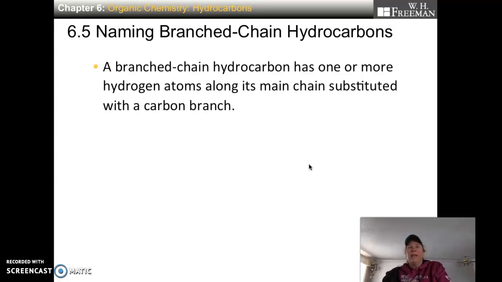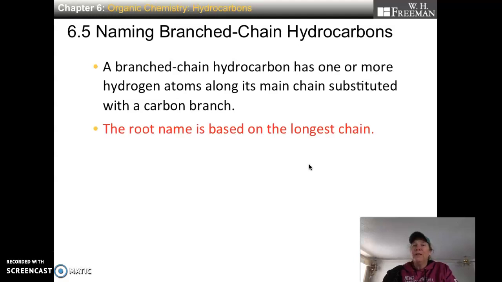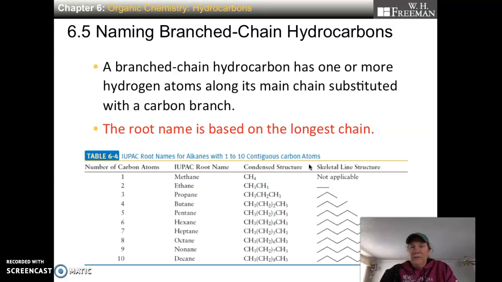Okay. If you have a branch chain of hydrocarbons with 1 or more hydrogen atoms and they're attached, they're not part of the main chain, but they're attached to it. Okay, I'll show you how to name them too. So sometimes you'll have a chain of 5, but then you'll have another group stuck on there. It's not part of the main chain, because when you're naming them, you always name the longest chain. That's the root. That's the meth, prop, hex, whatever.